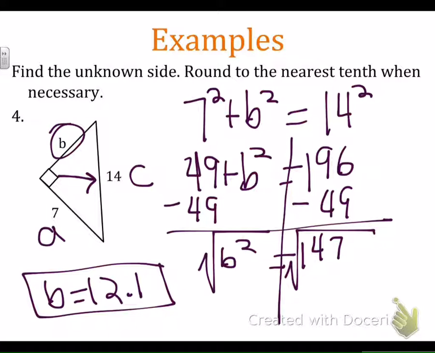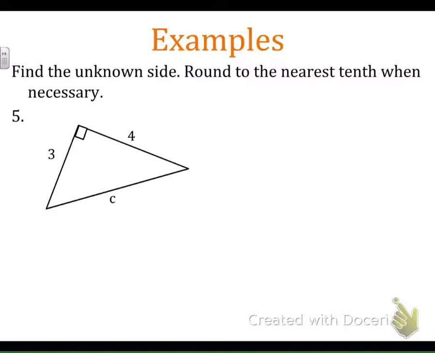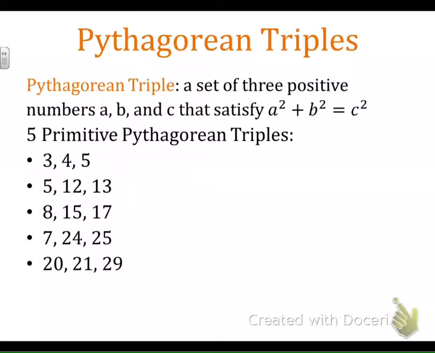Now, to check to see if you're right, what you can do, you always want the hypotenuse or the c to be the biggest number. So 14 is bigger than 12.1. So we could assume that our answer is probably correct. Alright, we're going to skip that one.